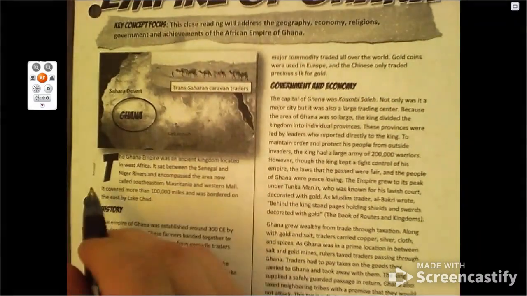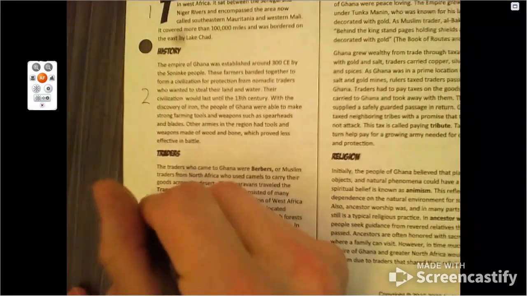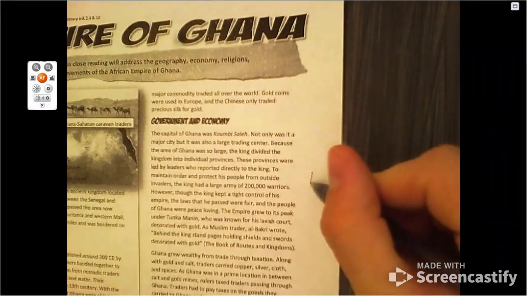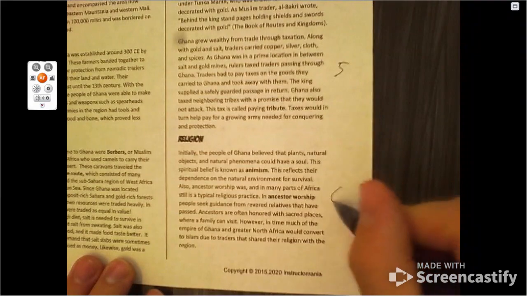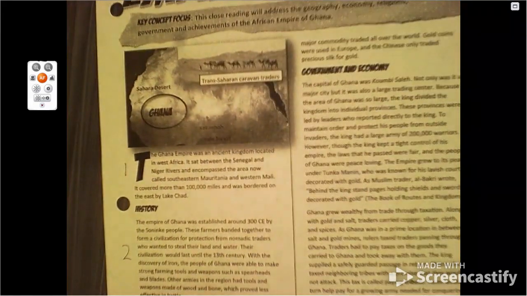Number 1. Number 2. You should really get a pencil. That would really help you. Do you know where to grab a pencil? Grab it from my desk, right up there. On that stack of papers on the corner. 2, 3, 4, 5, and 6.